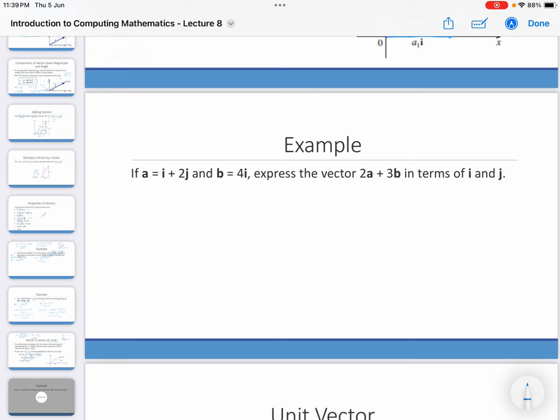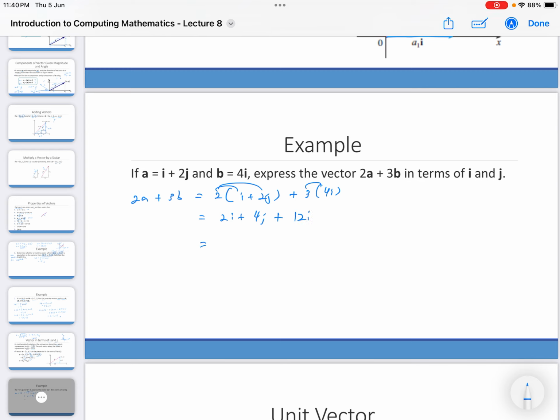So if a equals i plus 2j and b equals 4i, express the vector 2a plus 3b in terms of i and j. So we want to find 2a plus 3b. This equals 2 times (i plus 2j) plus 3 times b, where b equals 4i. So we can just expand the brackets here. So this one is 2i plus 4j, and then plus 12i.